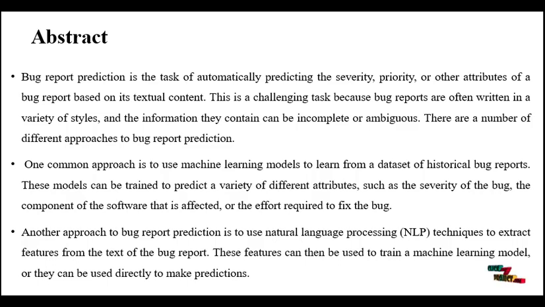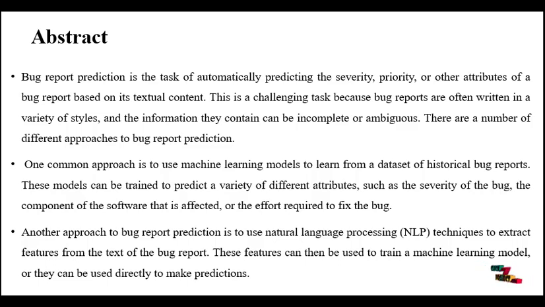Bug report prediction is the task of automatically predicting the severity, priority, or other attributes of a bug report based on its textual content. This is a challenging task because bug reports are often written in a variety of styles and the information they contain can be incomplete or ambiguous.